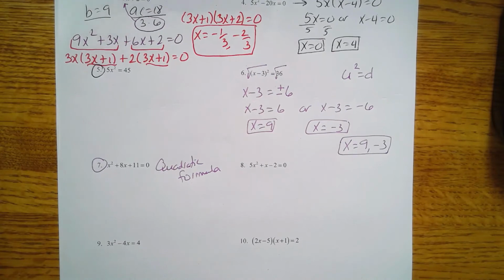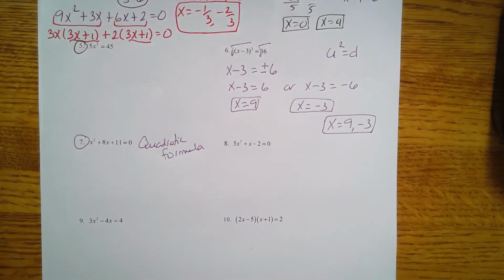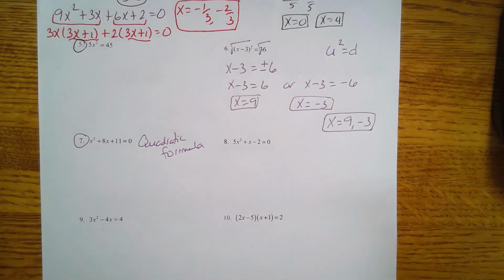Alright, so I'm going to do number 8 for you. We have 5x squared plus x minus 2 equals 0. This is where we could try the AC method, but the AC method might not work. So what would I do to start off? Well, I would probably jump to the quadratic formula.